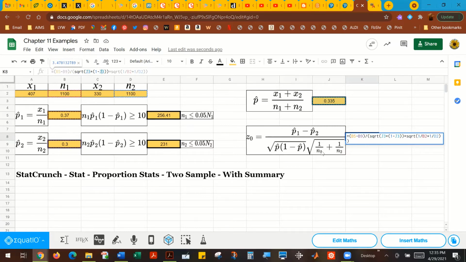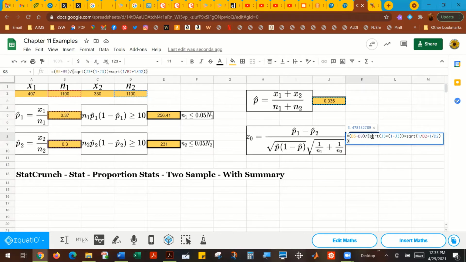So that's part of the denominator. And then I multiply that with the square root of 1 plus N1. So that's my N1 cell over here, plus 1 divided by N2. That's my N2 cell over here. And then, just putting all of that in parentheses.